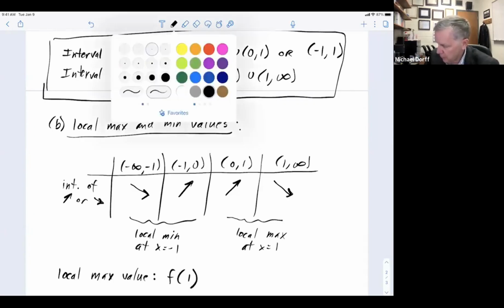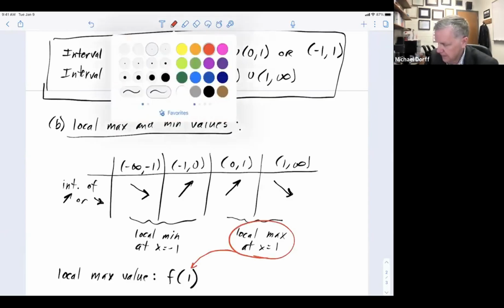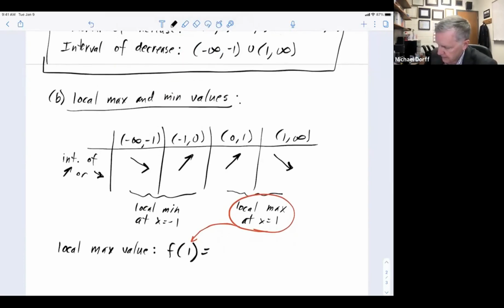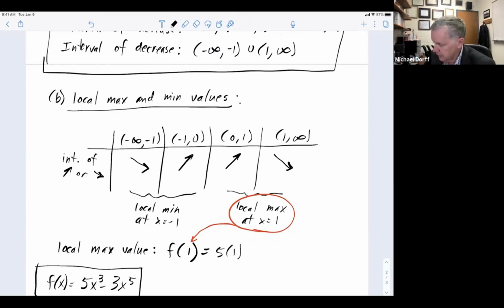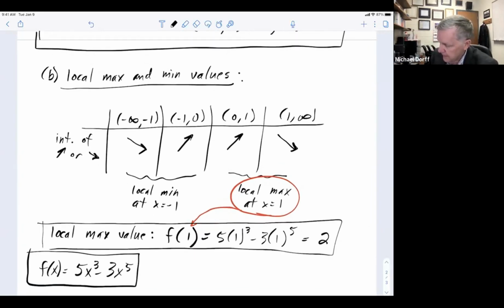And I get the 1 because I take this value here and I put it into the function, all right? And so I evaluate that. Again, just as a reminder, my function was 5x cubed minus 3x to the 5th. So f of 1 would be 5 times 1 cubed minus 3 times 1 to the 5th, and that's going to equal 2. So that's a local max value.